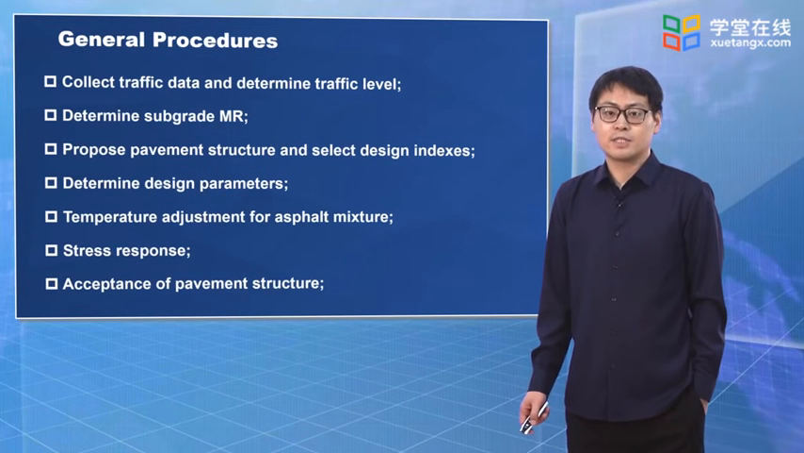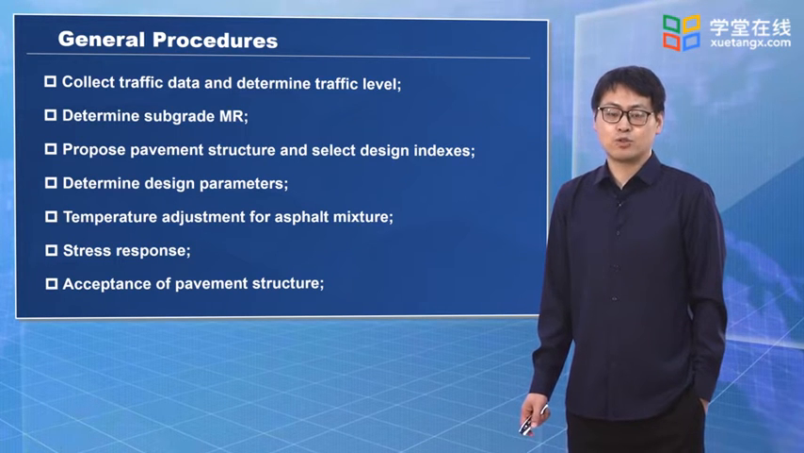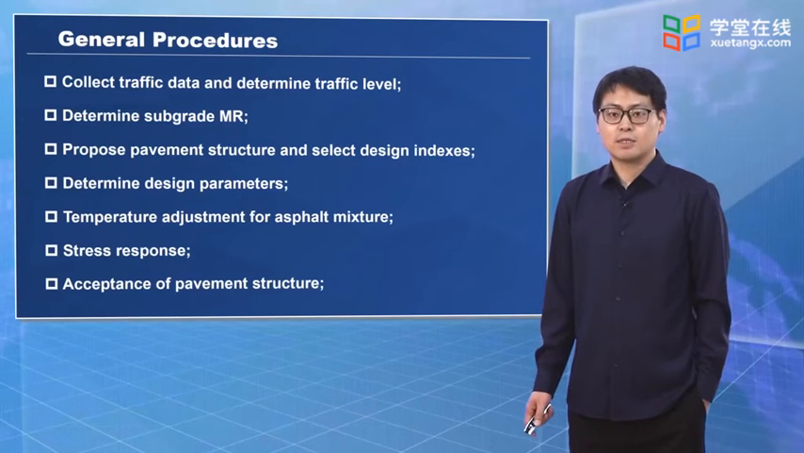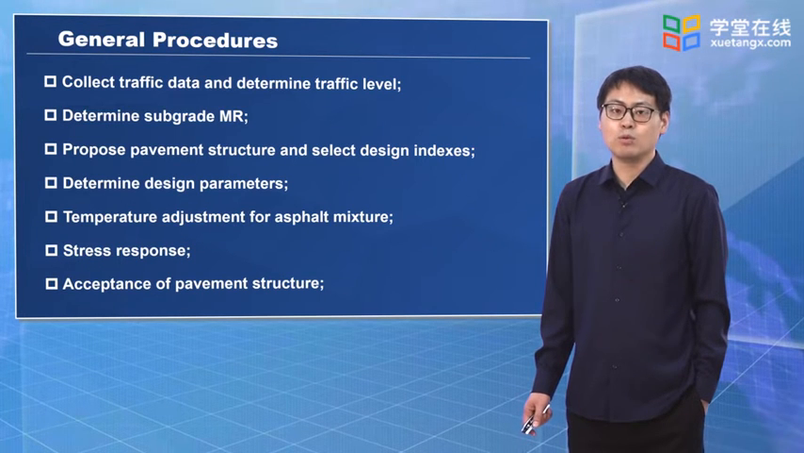In terms of general design procedures, first we have to collect and analyze the traffic data and determine the corresponding traffic level. Then we will need to determine the subgrade resilient modulus based on the soil type and the underground water table. If it is below the required value, we'll have to improve the highway subgrade through various appropriate methods. Next, we will collect the local pavement structure combination and material property requirements. Then we can move on to propose the pavement structure combination.